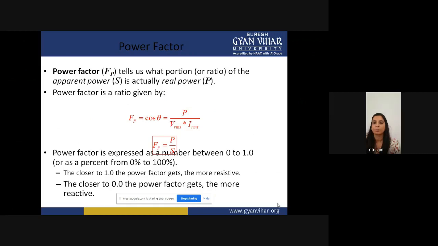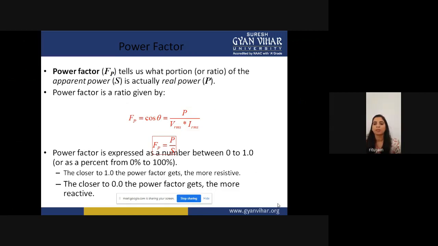Where P is your active power, which is divided by voltage into current. So you can also write P is equal to VI cos phi, where phi is your power factor angle and cos phi is your power factor. So power factor tells us what portion of the apparent power is real power.